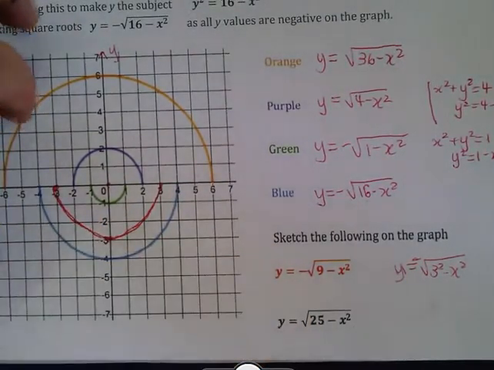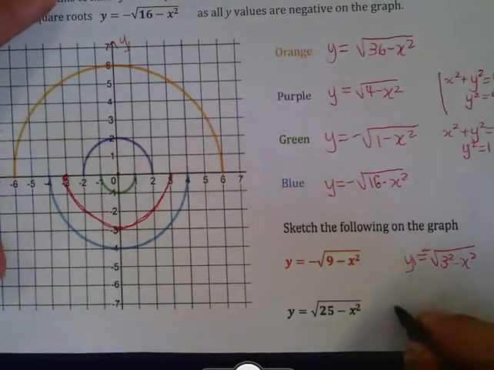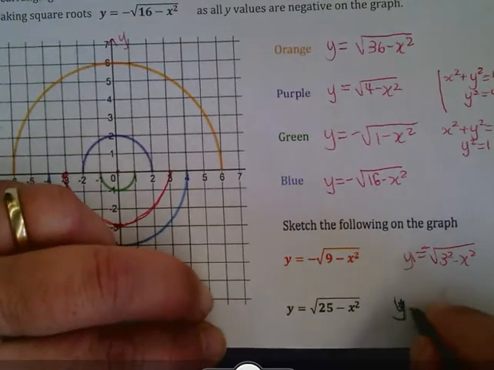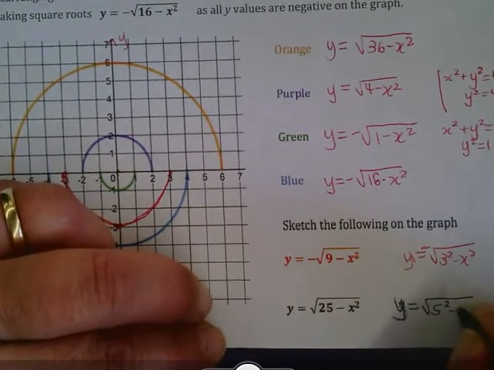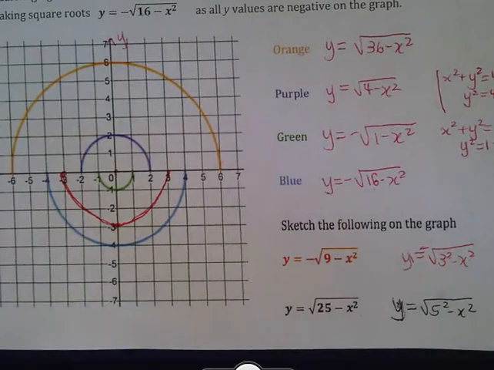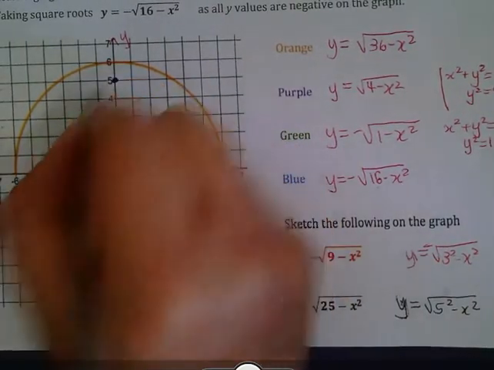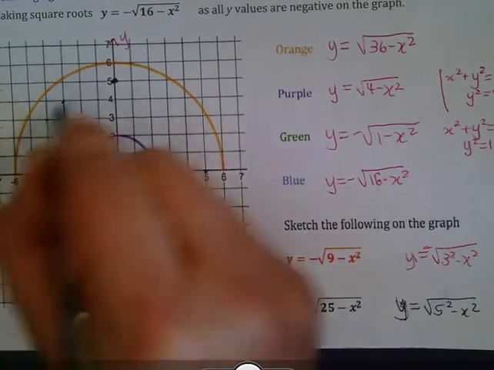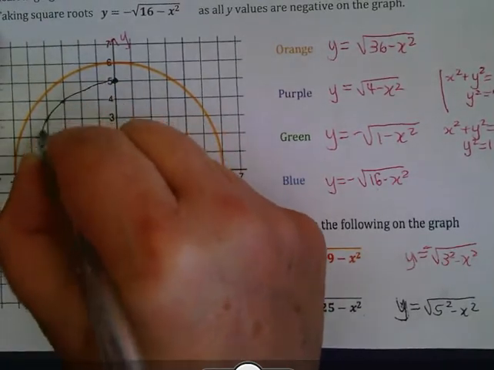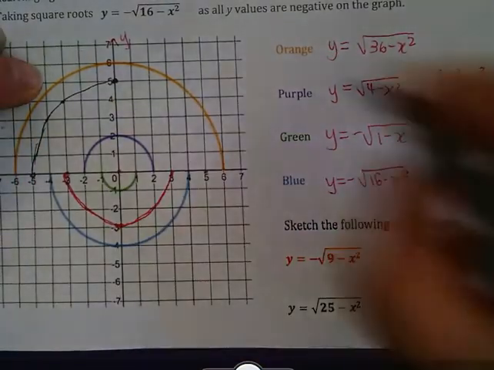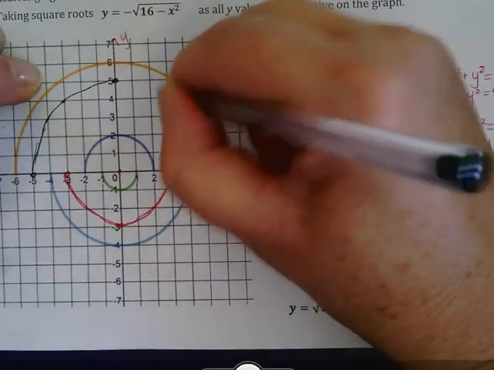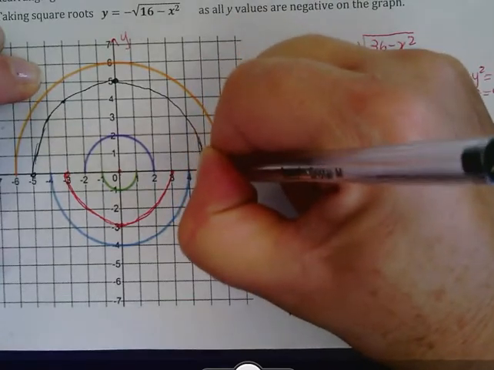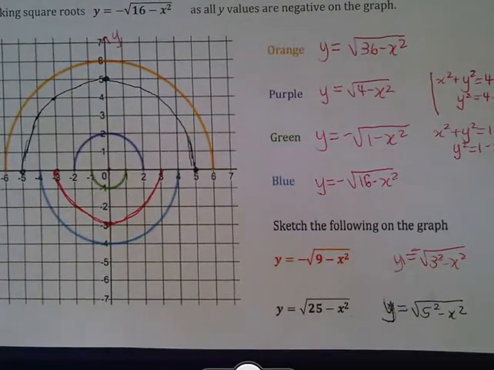And the last one has got radius what? Guys? Radius 5. Very good. So that one is of the format 5 squared minus x squared. It's above the x-axis. So radius 5. So go up 5, across 5, there. I'm just going to put a few other points in. Okay, all good? We're going to turn over.